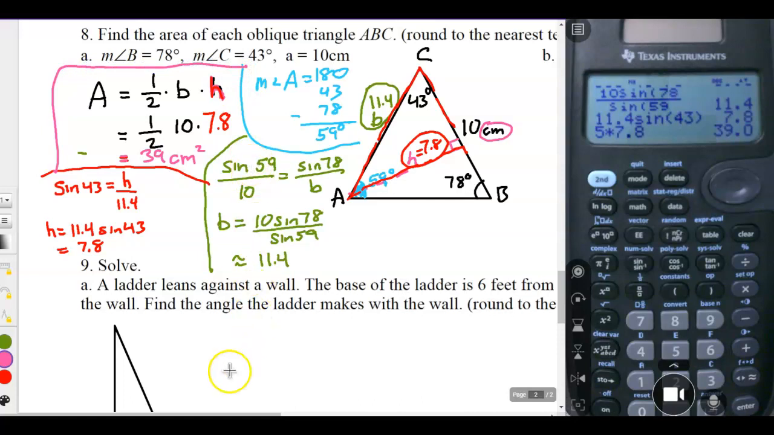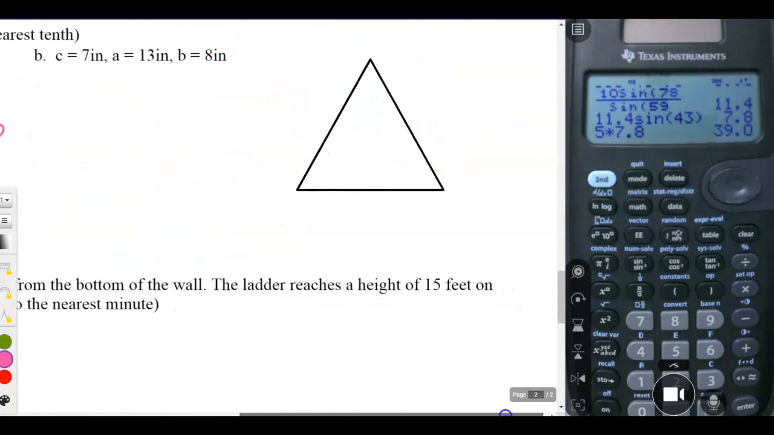Alright, cool. Let's do one more of the same type. This time we have all sides. So this is a side, side, side. So let's call this A, B, C, and 7, and 13, and 8.